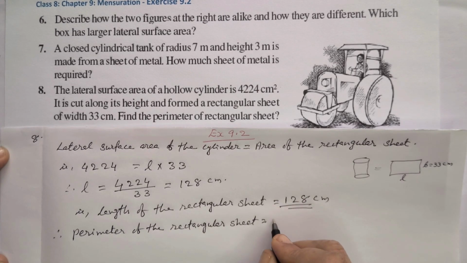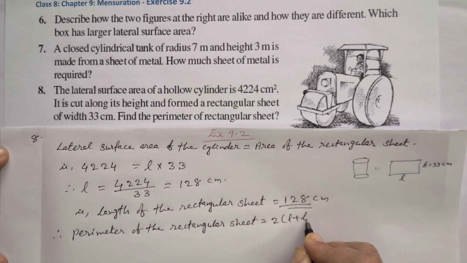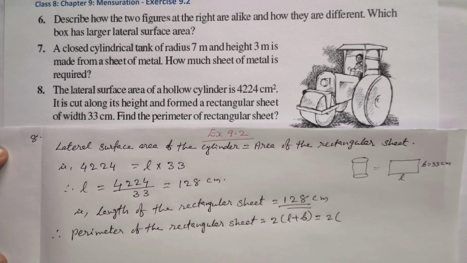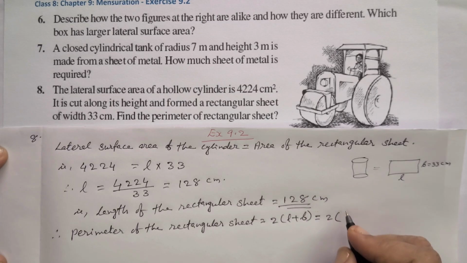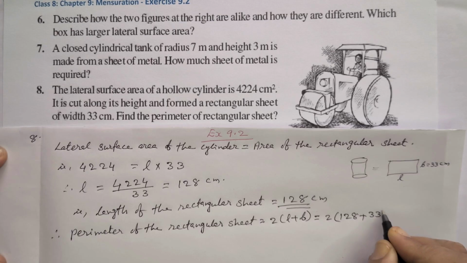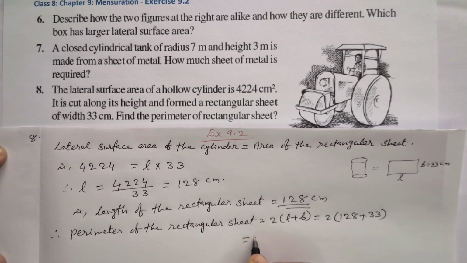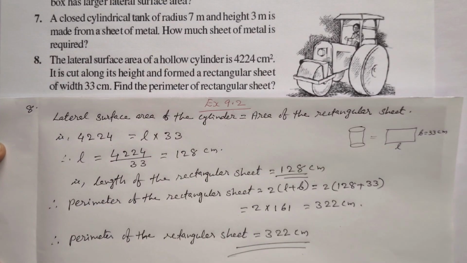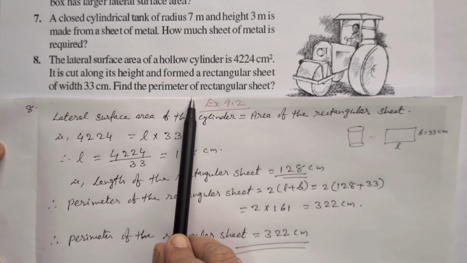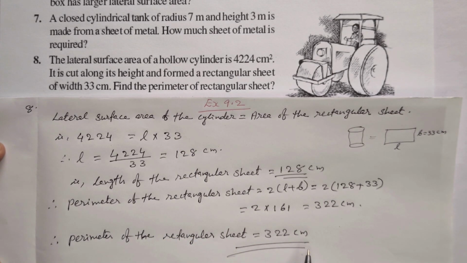Perimeter of a rectangle means 2 into (L plus B), which is equal to 2 into, here length is given, already we got that as 128, plus breadth is given, that is 33, which is equal to 2 into (128 plus 33). So 2 into 161, which is equal to 322 centimeter. Therefore, perimeter of the rectangular sheet, here we have to find the perimeter of the rectangular sheet, is equal to 322 centimeter.